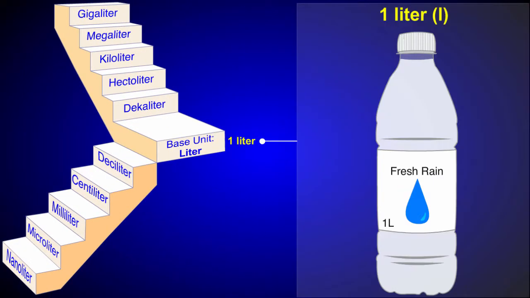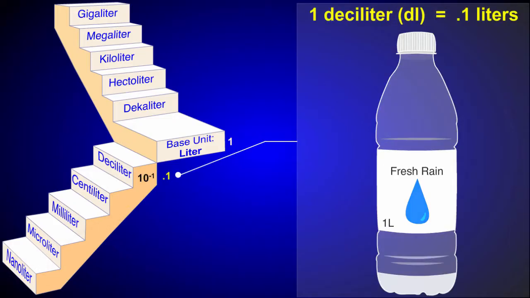Let's begin with the base metric unit of volume, the liter. To get an idea of scale, consider a bottle of water. A medium-sized bottle of water bought from the supermarket holds about 1 liter of fluid. In the lab, scientists typically work with volume measurements that are smaller than liters. So let's take a look at these smaller measurements.